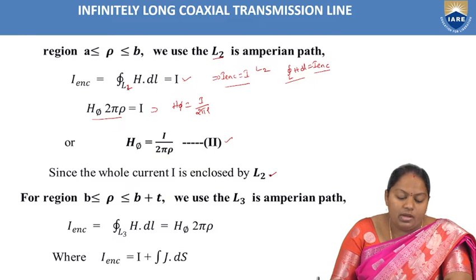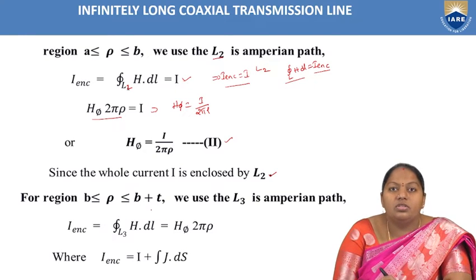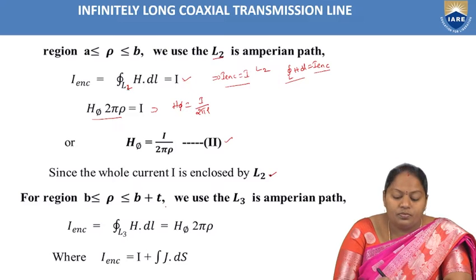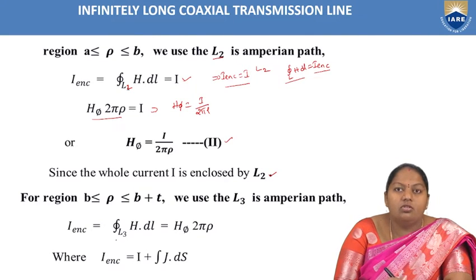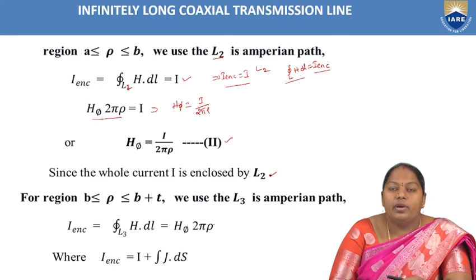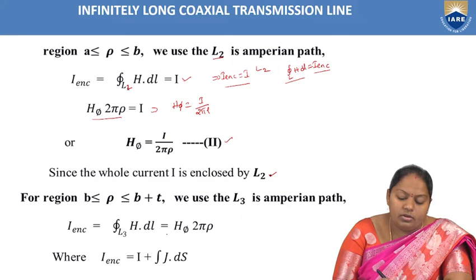Next, coming to the third path, the region we are going to consider is B less than or equal to rho less than or equal to B plus T. So we use L3 as the Ampere path. Hence I enclosed is equal to the closed integral over L3 of H dot dl, which is equal to H-phi into 2 pi rho. So this we are going to evaluate.